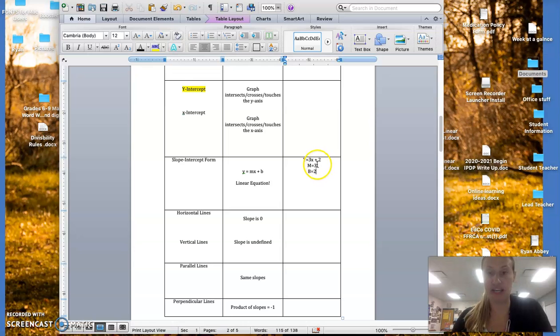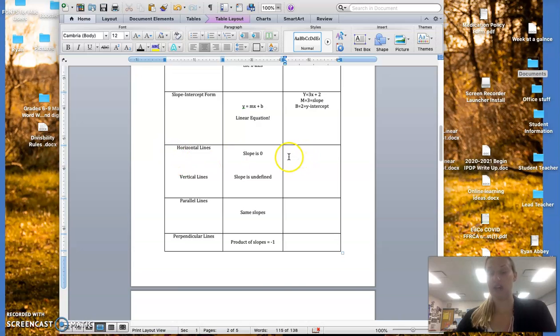Okay, I wish those wouldn't capitalize. They're not supposed to. This means m is also my slope. So the slope of my line is 3, and the b is my y-intercept. So this is telling me that my slope is 3 and my y-intercept is 2. That's why it's called slope-intercept form, because it gives me the slope and it gives me the y-intercept.